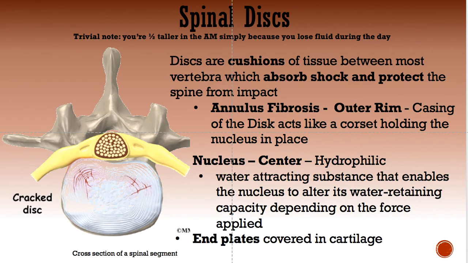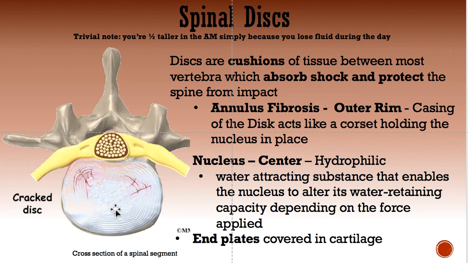So in between each one of your spinal vertebrae is your spinal disc. And your spinal disc is a cushion that is in between each one of your spinal vertebrae to absorb shock and to protect your spine from impact. The outer ring on your spinal disc is hard. Some people use the term like a jelly donut. This is the donut part, and then the jelly part is in the center, and that's the nucleus material.